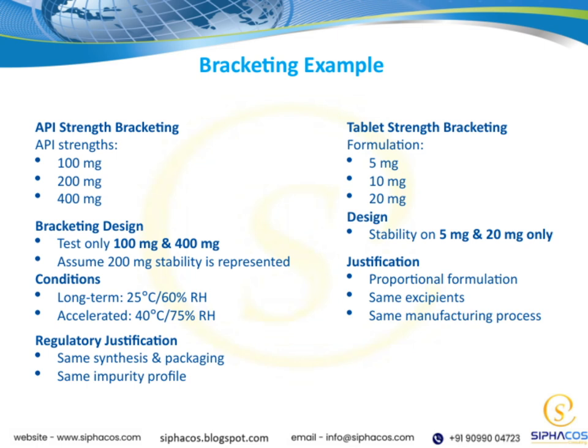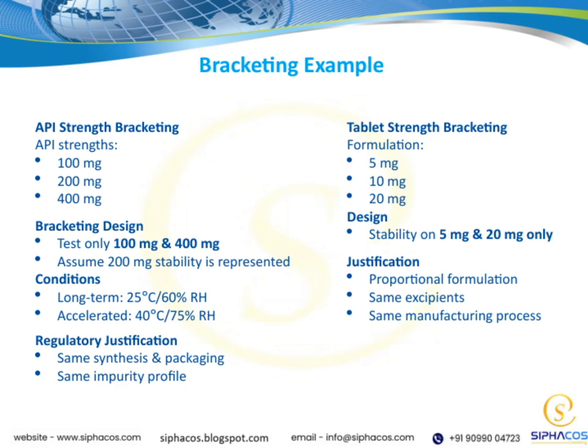In this case, we only test the 100 mg and 400 mg strengths, assuming that the 200 mg stability is represented by these endpoints. This approach reduces testing burden while still providing reliable stability data. The testing conditions include long-term stability at 25 degrees Celsius with 60% relative humidity, and accelerated stability at 40 degrees Celsius with 75% relative humidity.